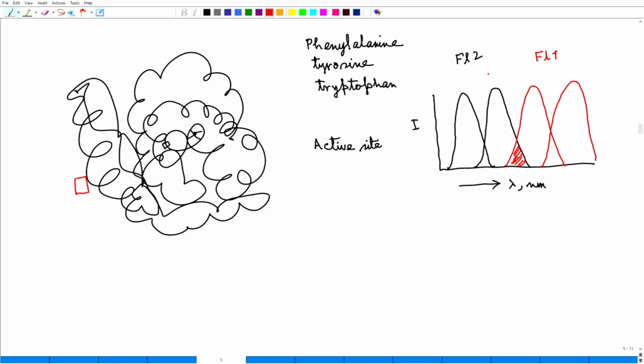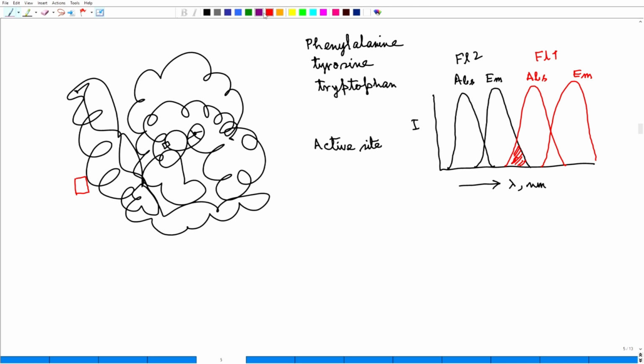This is emission, and this is absorption. If you want, I can put black. Black is, suppose, natural, and this red is my compound, emission, absorption. So, what does this mean?